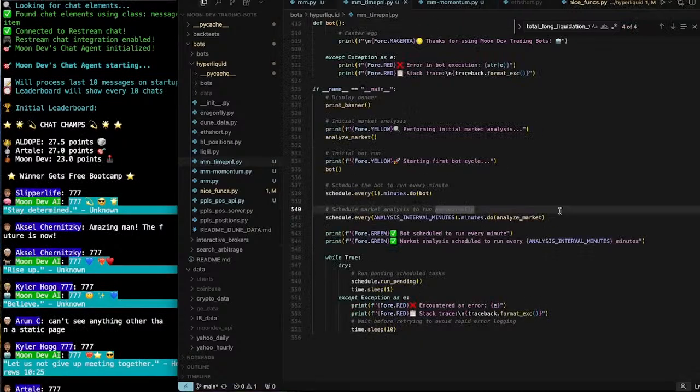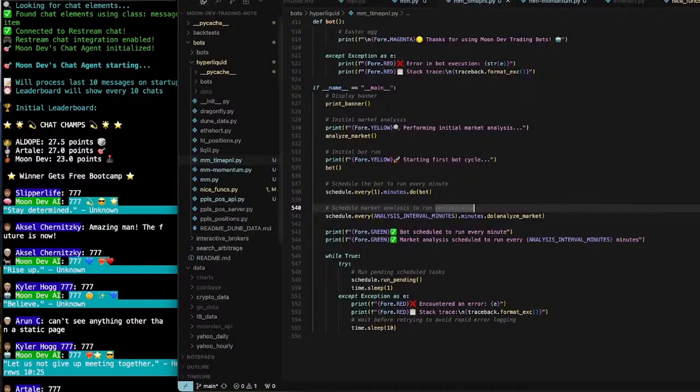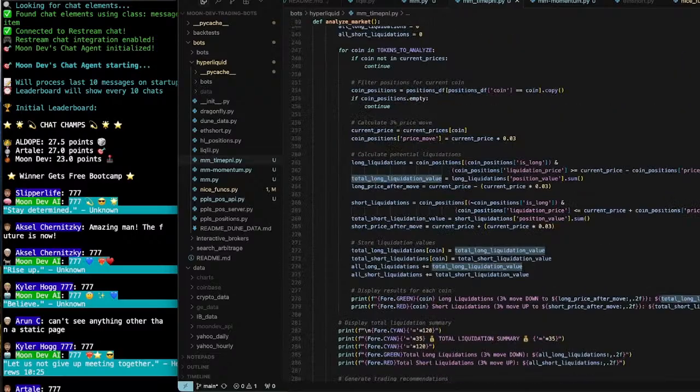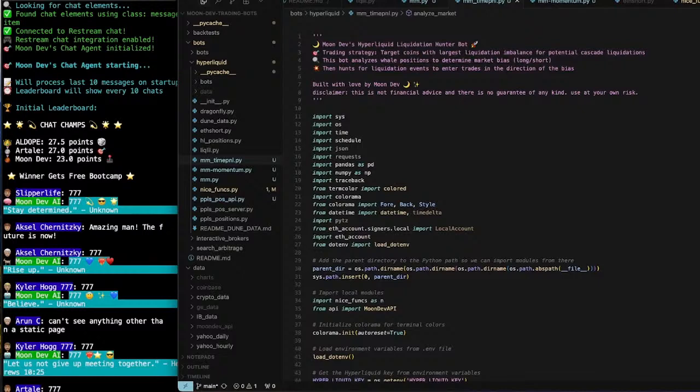Okay, so now I'm working on a bot while my agents work. I'm not going to explain the bot too much because I'm using liquidation data. So all this liquidation data you see coming through here, I'm using that. I just showed you all the code, and I'm going to update it.